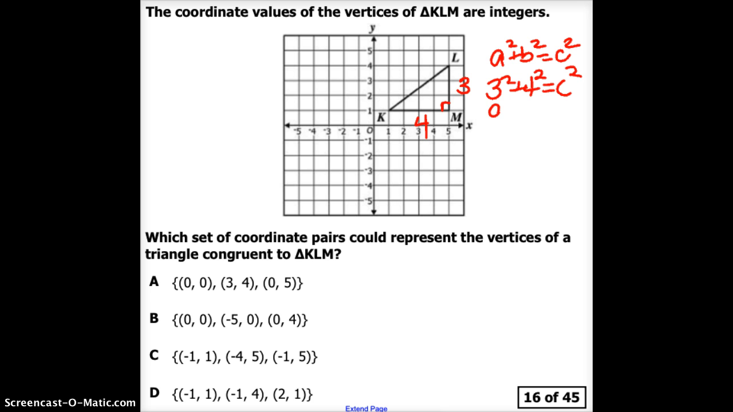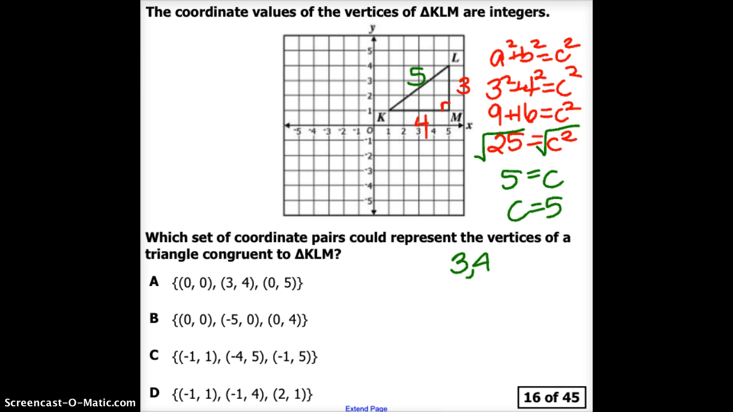And then I get 9 plus 16 equals c squared. I get 25 is equal to c squared. And then I'd go ahead and take the square root of both sides so that I can just get c all by itself. And I would get 5 is equal to c, or c is equal to 5. If I also knew my Pythagorean triples, I would know that 3, 4, 5 is a Pythagorean triple. So now I know what my side lengths are.